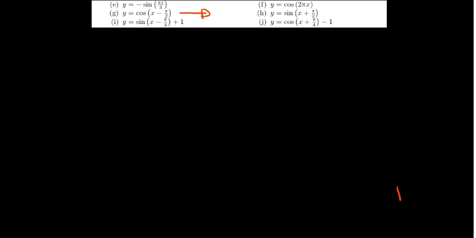Now for the sine, we have a positive value instead. For h, it means that it's going to shift towards the negative side. So pause the video and try it out. Equally, the idea remains the same.